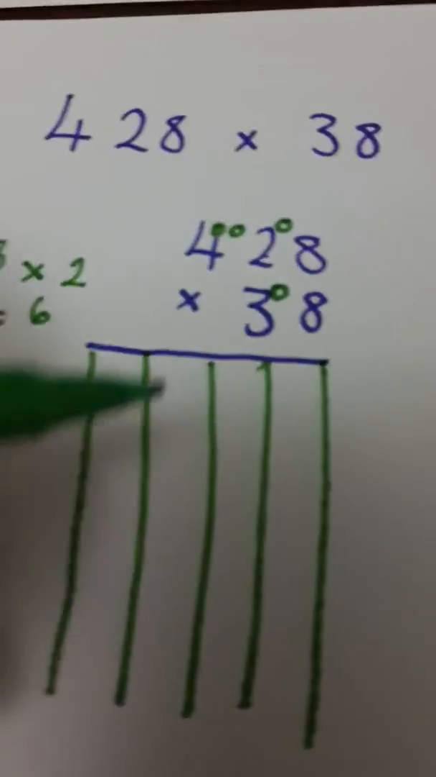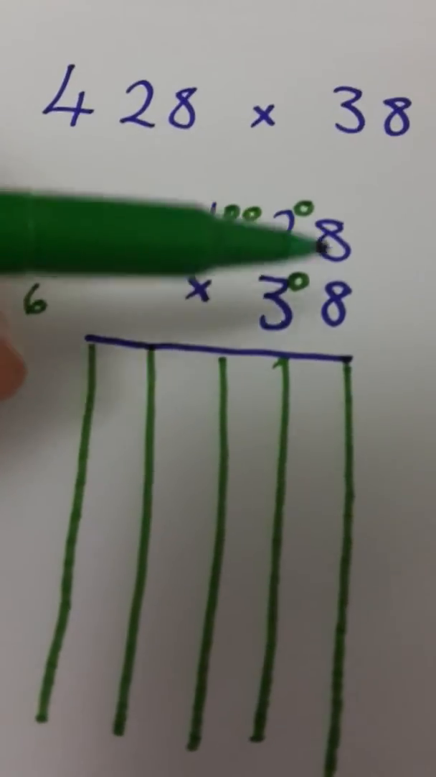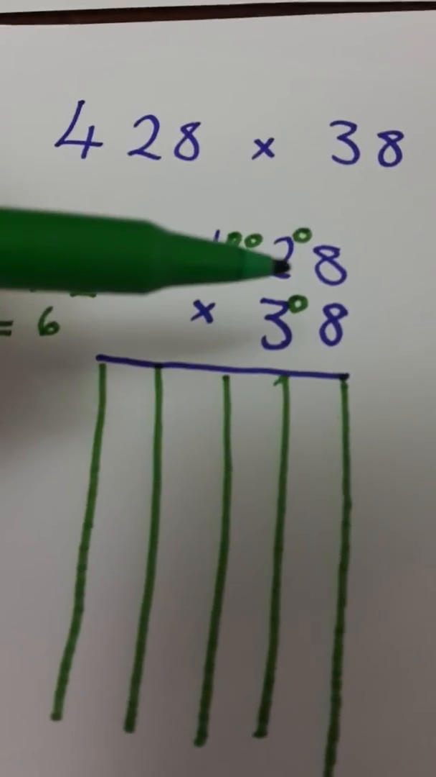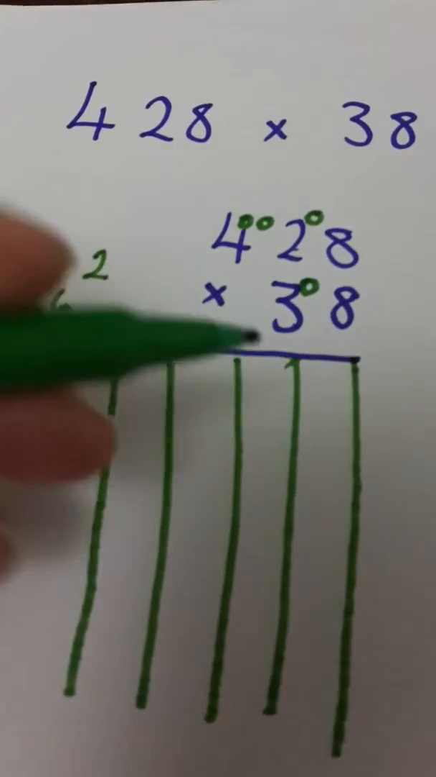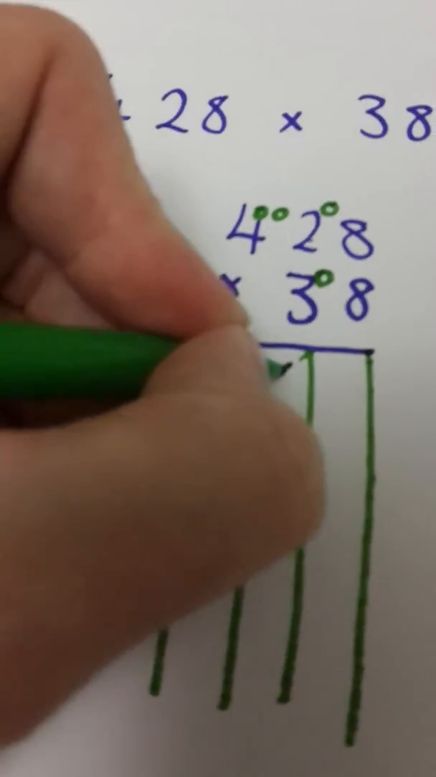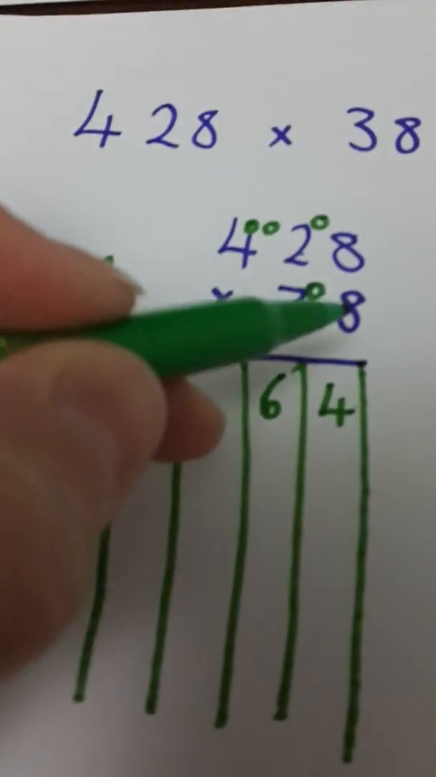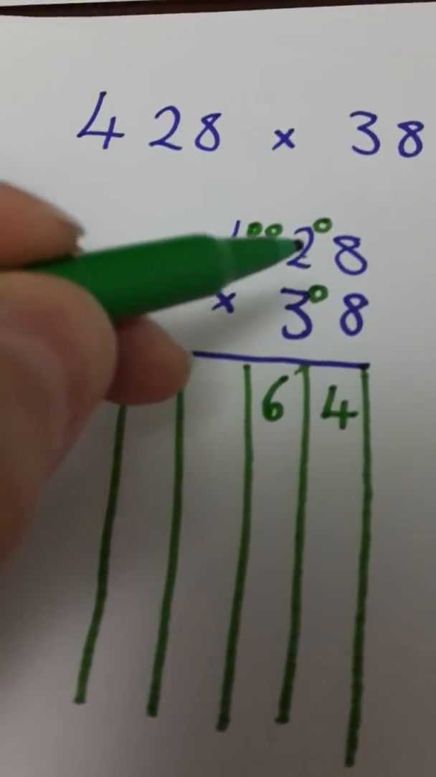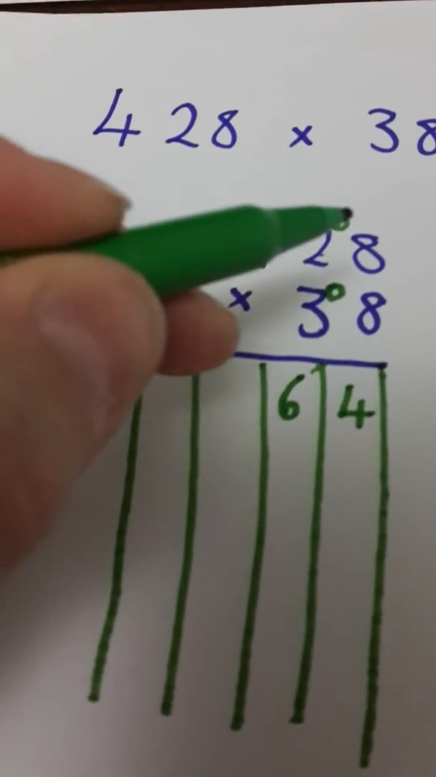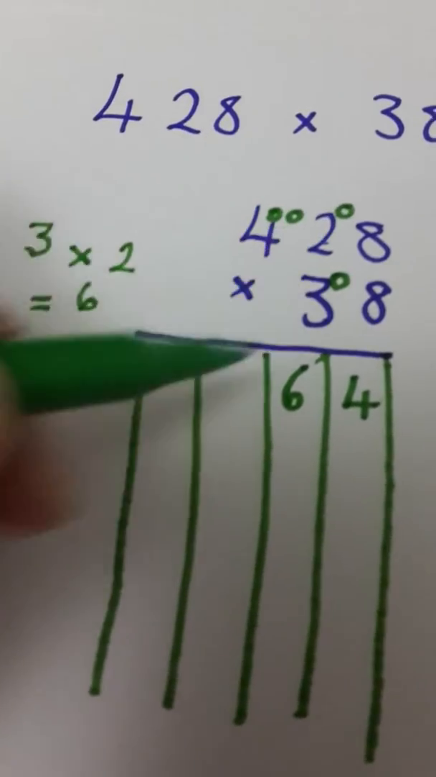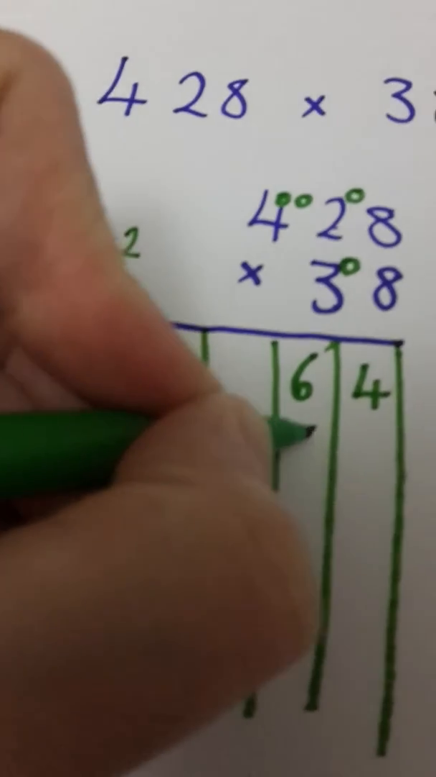So first I'm going to start with my units. 8 times 8 is 64. I remember that because I ate an 8 till I was sick on the floor. Now I'm going to do 8 times 20, so that's the same as 8 times 2, which is 16, times by 10 to account for the 0, so that's going to give me 160.